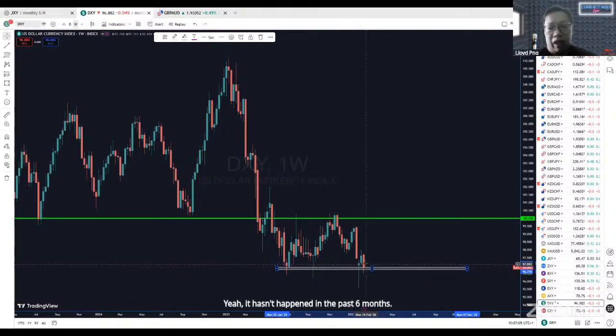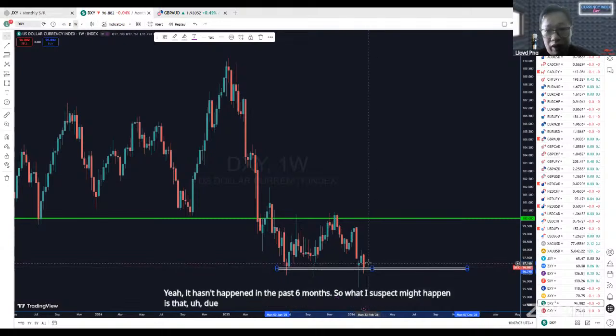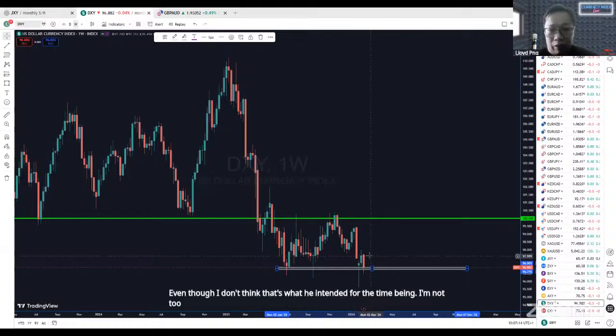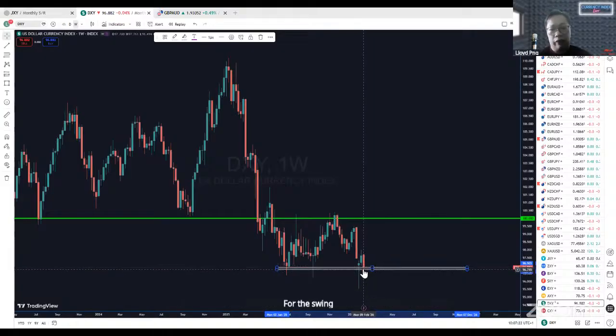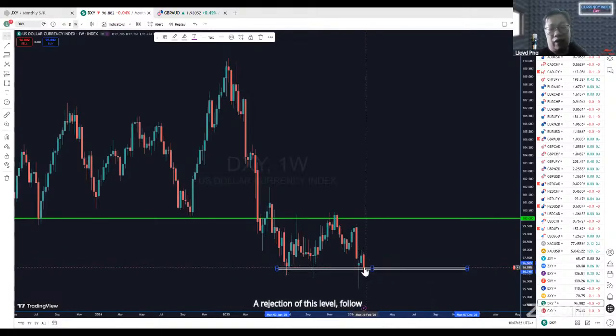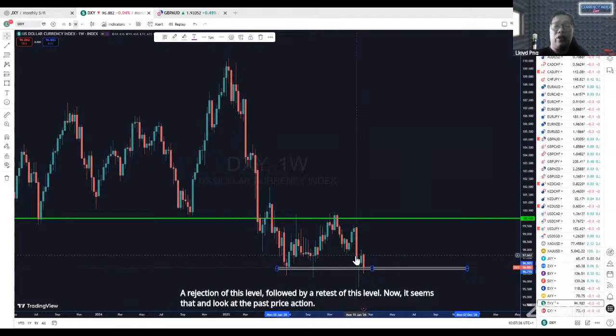So what I suspect might happen is that due to Donald Trump policy, dollar might further weaken, even though I don't think that's what he intended for the time being. I'm not too sure of that, but whatever it is, it seems that price might want to break 96, and then for the swing trader, be it the daily or 4-hour chart, we can actually wait for a retest for it to go down again. So this is simply a bearish bar, a rejection of this level, followed by a retest of this level. Look at the past price action, pretty bearish, I would say. So it seems that price really, really wants to head down. Let's give it some merit.